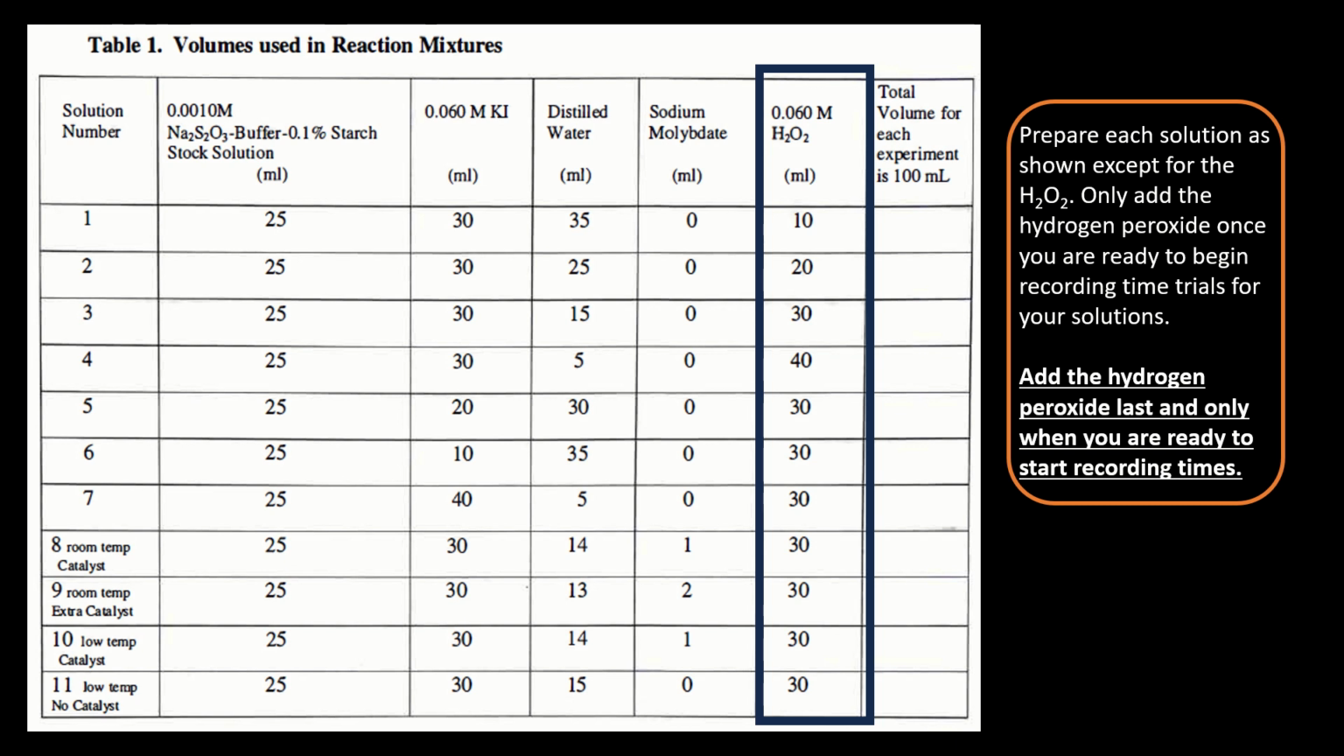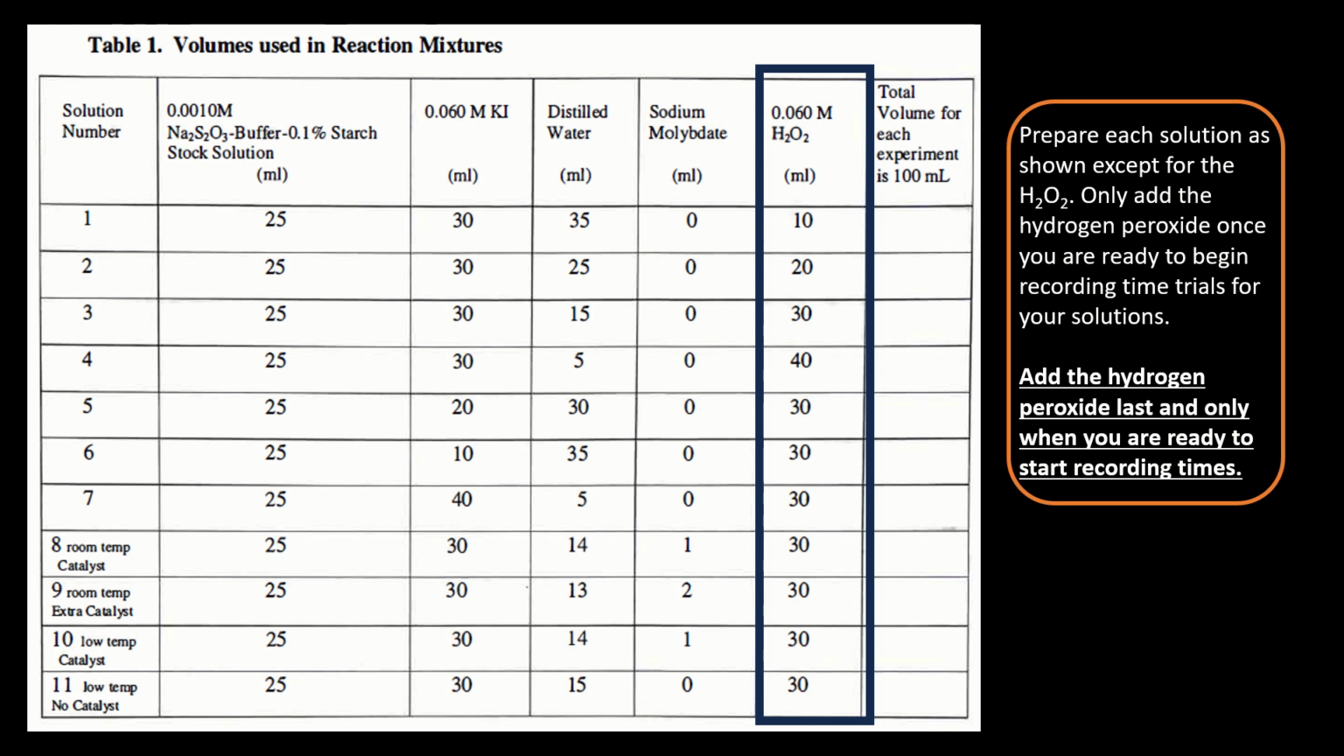Now, key here is as you get into the lab, just make up all of your solutions 1 through 11, but as you're preparing them according to the chart in your procedure data sheet, make sure you do not add the hydrogen peroxide until you are ready to record your timed trials.